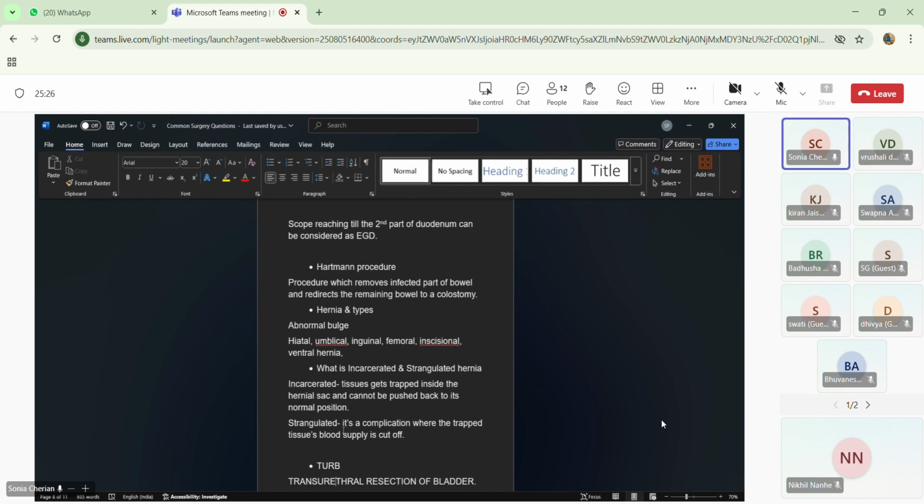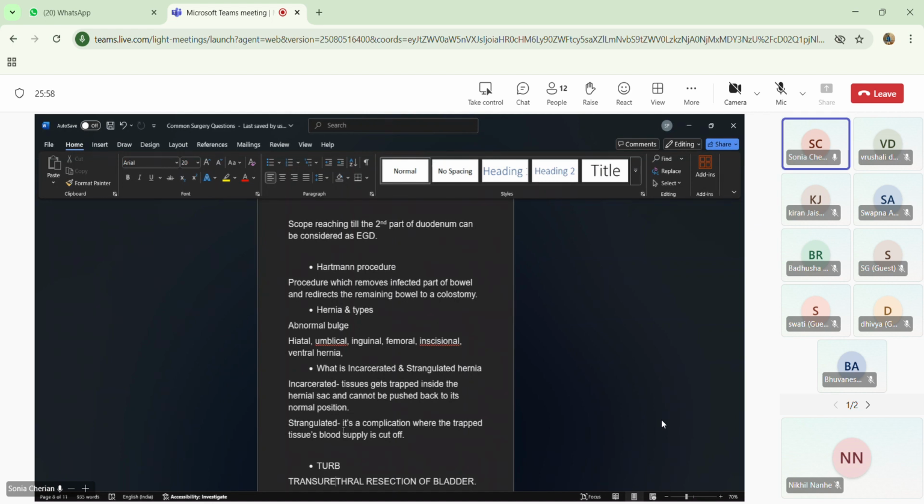Then we have hernia types. So you know what you have to say when they ask what is hernia. Okay, and you have to explain the types: hiatal, umbilical, inguinal, femoral, incisional, ventral. So all these are the types of hernia. And most importantly, they will ask you what is incarcerated, what is strangulated hernia. Why? Because for most of the hernia charts, the coders miss coding incarcerated and strangulated. We have separate ICDs for that and separate CPTs for that, right? So that is very important to know.